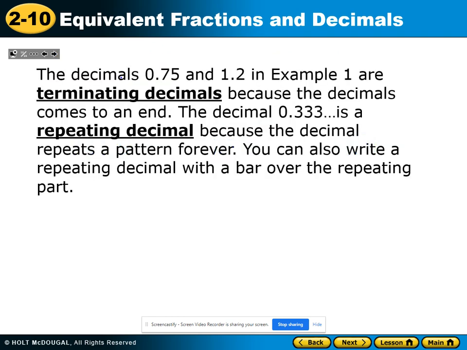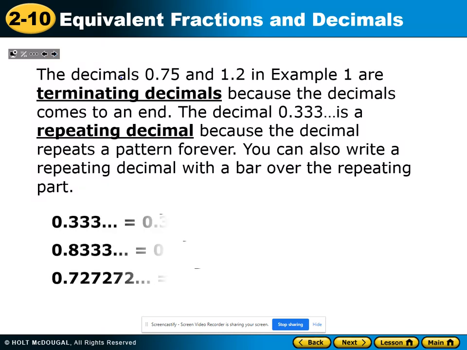Now we're working on knowing if it's terminating, that means it ends. All right, the decimals 0.75 and 1.2 in example 1 are terminating decimals because the decimals come to an end. The decimal 0.333, notice they do the dots, that means goes on, is a repeating decimal because the decimal repeats a pattern forever. You can also write a repeating decimal with a bar over the repeating part.